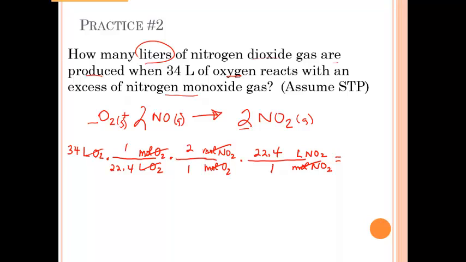So take 34, divide it by 22.4, multiply it by 2, multiply it by 22.4, and you have 68. You're only allowed 2 significant digits. Your original number only had 2. That's the lowest amount. So 68 liters of nitrogen dioxide gas.